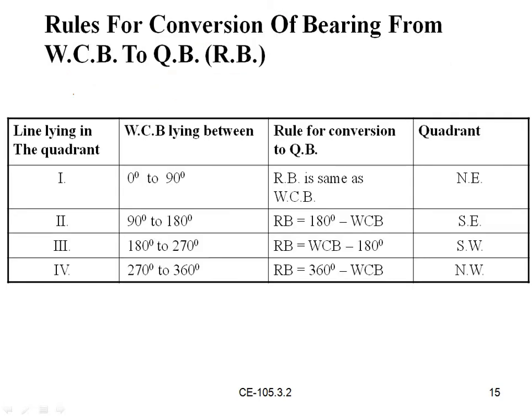So here some of the rules are there. For conversion of bearing from whole circle bearing to quadrantal bearing, it is also called reduced bearing. So when the line is lying in the first quadrant, so what is the first quadrant, like this?